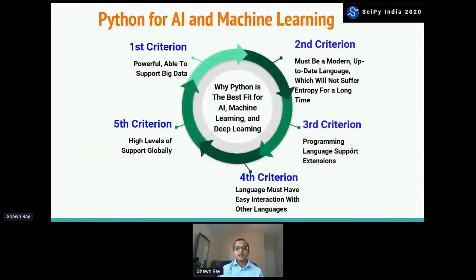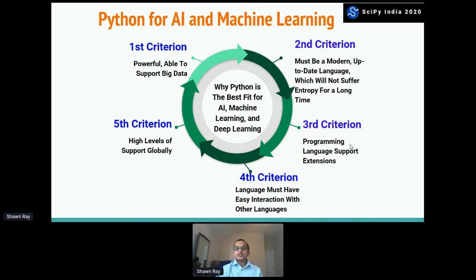So I believe that there are 5 criteria to make a good language for AI, machine learning, and deep learning. The first is, of course, that it's powerful and able to support big data without collapse. The second is that it must be a modern, up-to-date language, which will not suffer entropy for a long time, which basically just means that it will last for a very long time. And Python programmers can be sure that their code will last a long time.